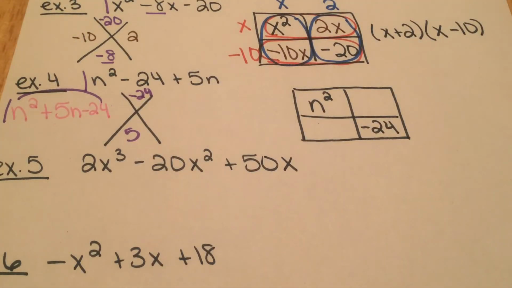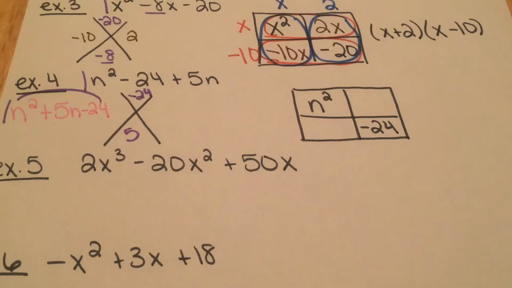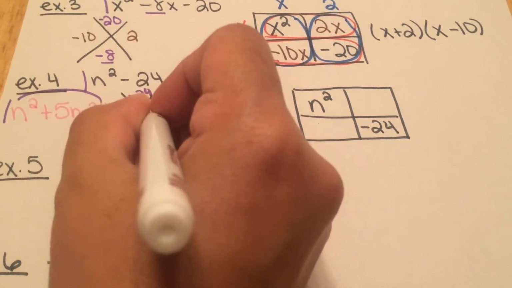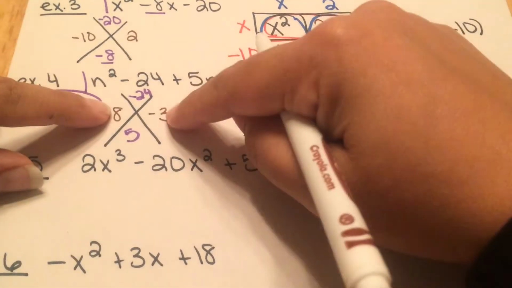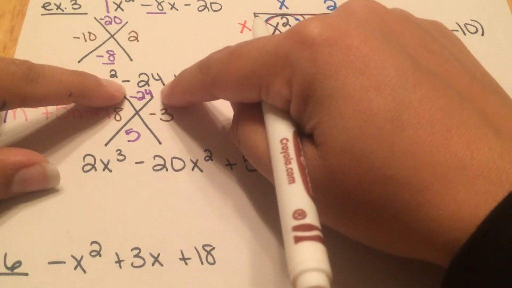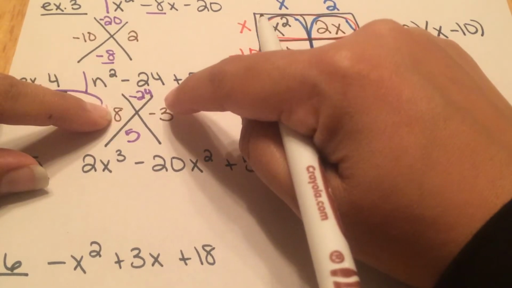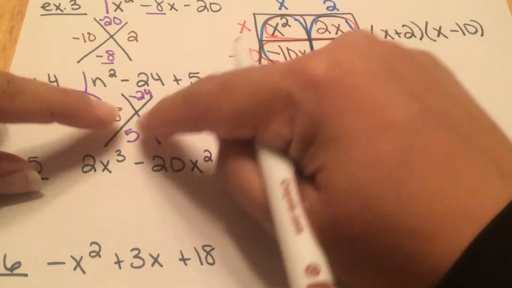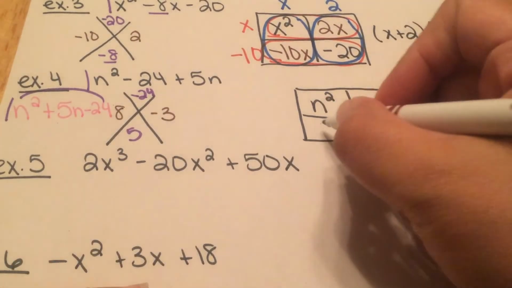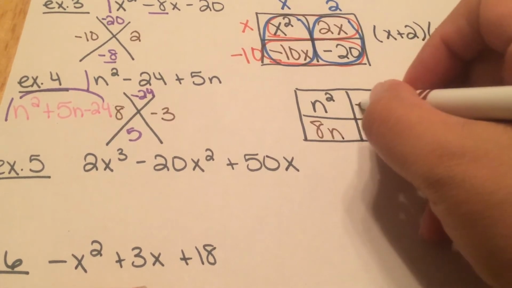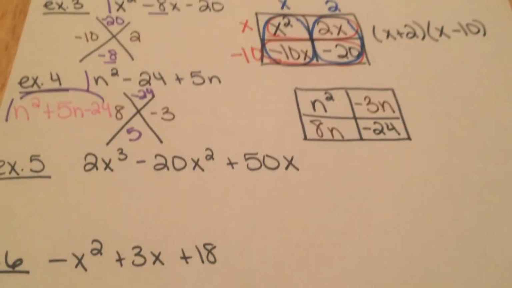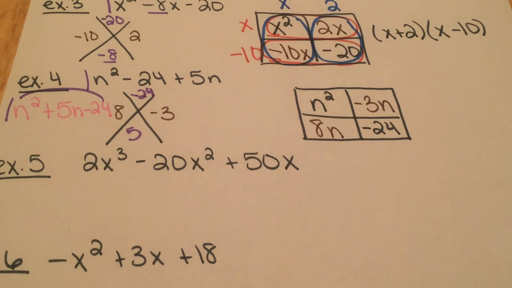So now I need to think of two numbers that multiply to give me a negative 24, but a positive 5. And let's think about that. We know it's going to be a positive 8 and a negative 3. Again, positive 8 times negative 3 gives us a negative 24, but when we add them together, 8 plus negative 3 gives us a positive 5. So I'm going to go ahead and put those in to my box. And now it's time to factor out some GCFs.